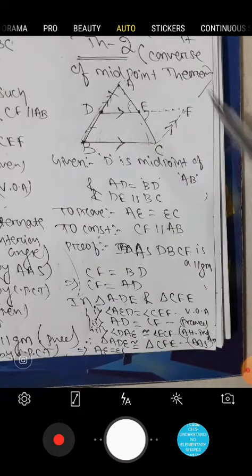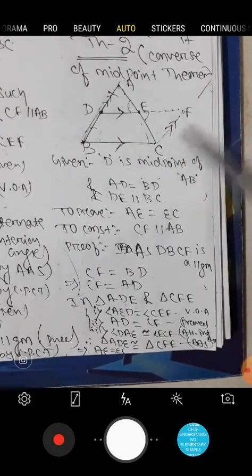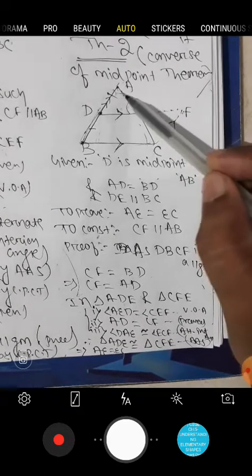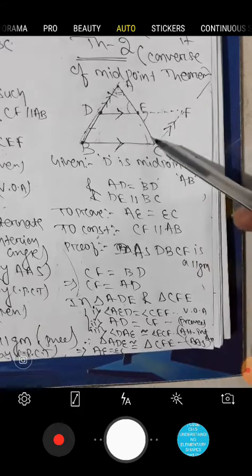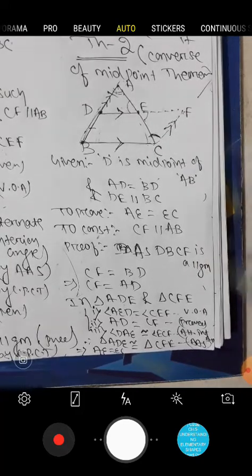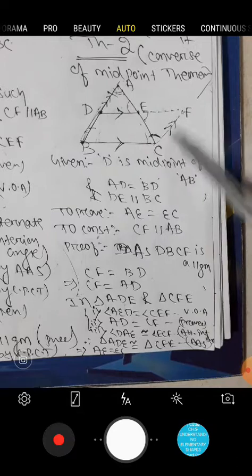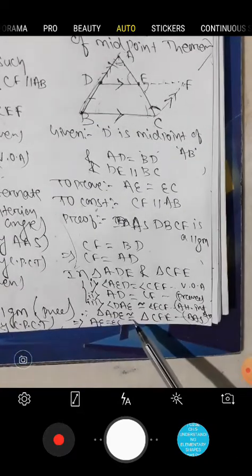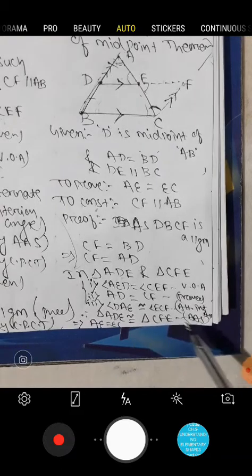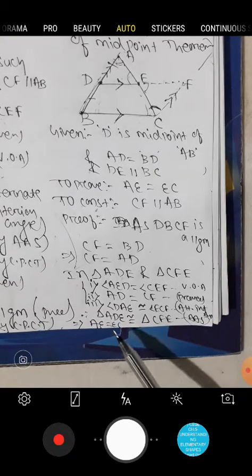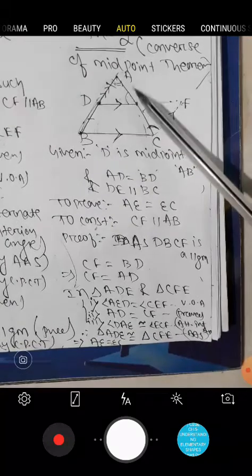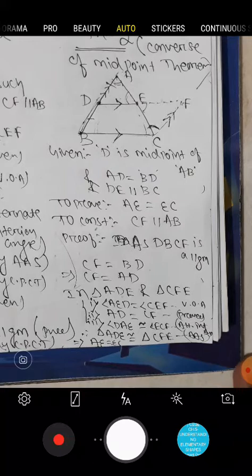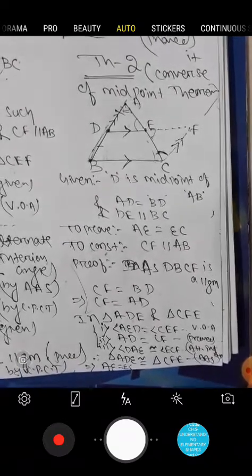And AD equals CF, AD side is equal to CF side, and angle DAE is equal to angle ECF. This is because AD is parallel to CF, so it is an alternate interior angle. Therefore, triangle ADE is congruent to triangle CFE by AAS criteria, which implies AE equal to EC. You can see AE side is equal to EC side. So in this way you can learn more about all the theorems, children.